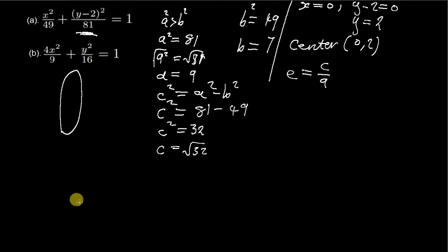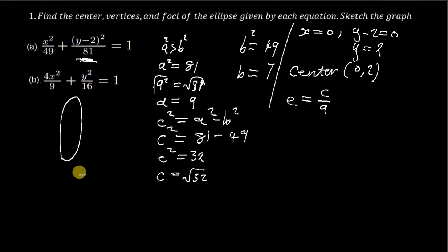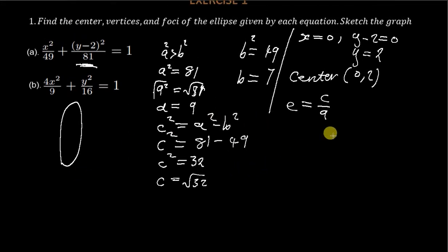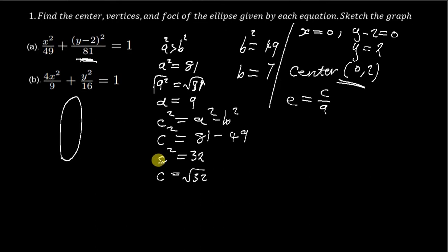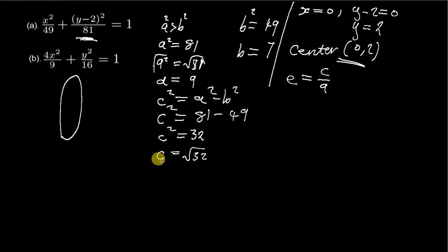That is how our ellipse is going to come out. The question is saying we find the center, which has been found, which is here. Let us now find the vertices, then the foci of the ellipse. How do we find the vertices? Since we know that this is in the y, x is going to be constant. What is going to be changing is y.